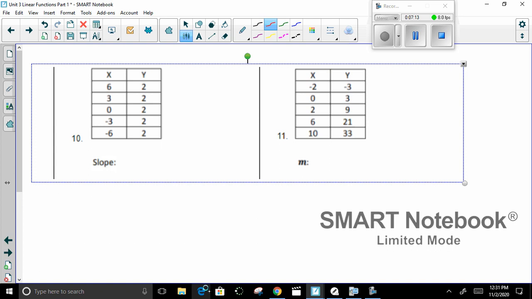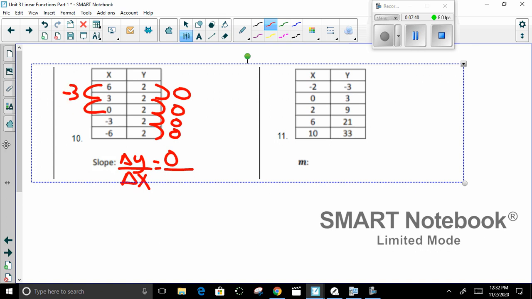Alright, let's check a couple more. So find my slope here. Change in y over change in x. Okay? What's the difference in my y and the difference in my x? Well, what's it doing on the y-axis? To go from 2 to 2, it's not doing anything. Doing nothing, doing nothing. So there isn't a change in y. From 6 to 3, it's subtracting 3. From 3 to 0, it's subtracting 3. From 0 to -3, it's subtracting 3. And from -3 to -6, it's subtracting 3. 0 divided by -3 is 0. So my slope is 0 here.